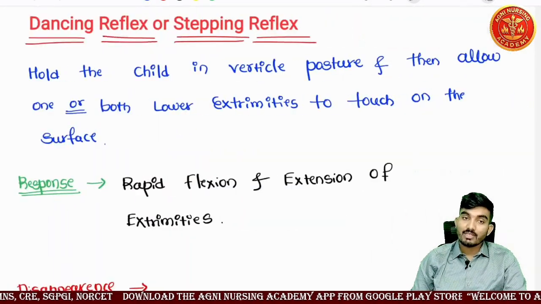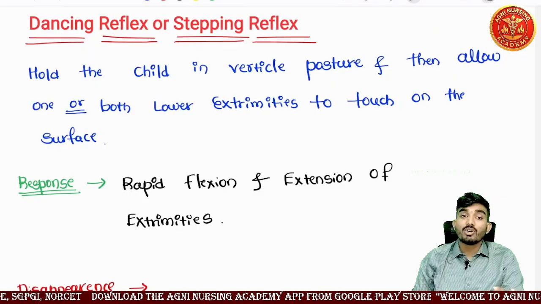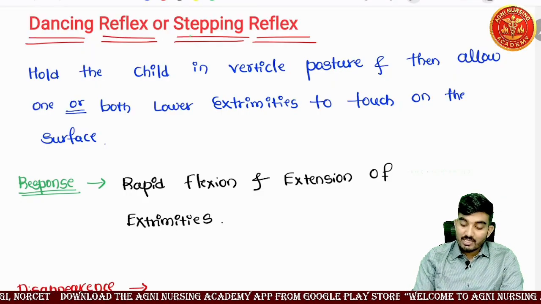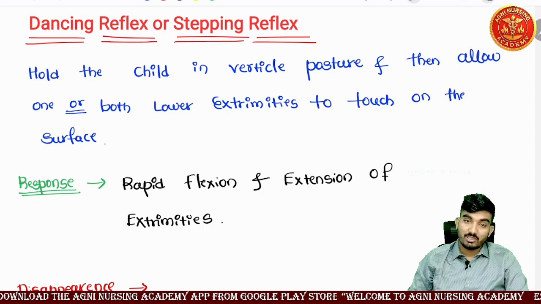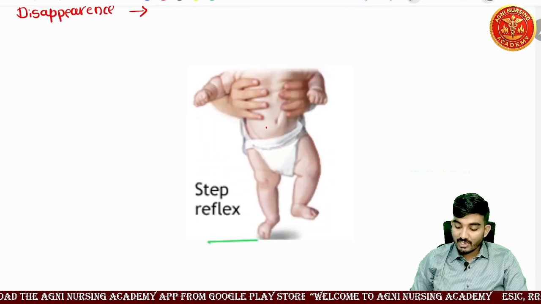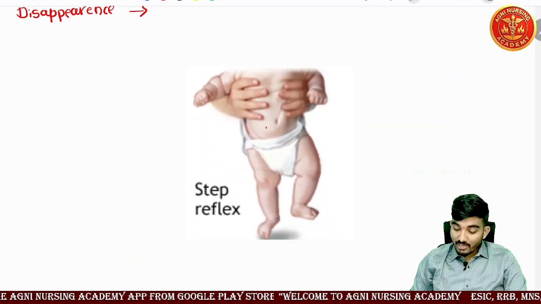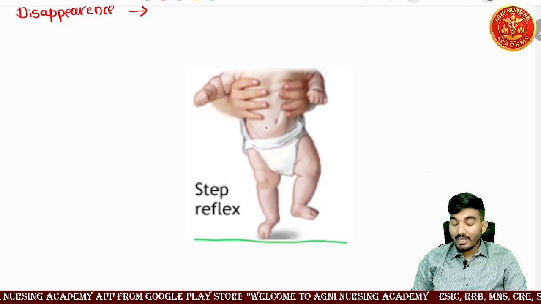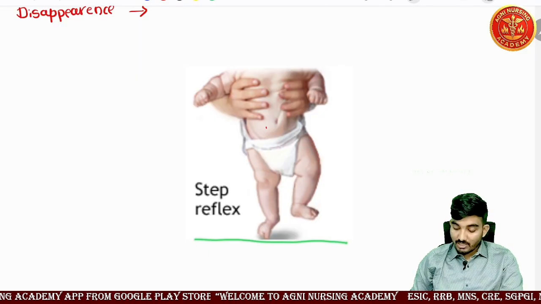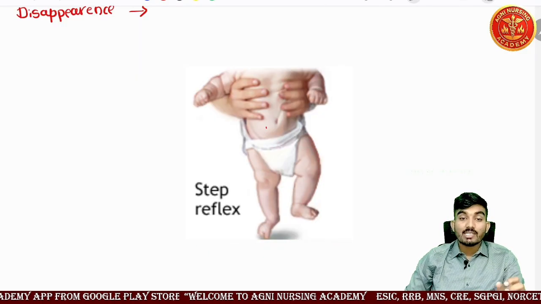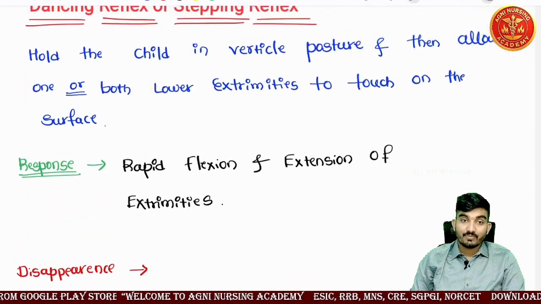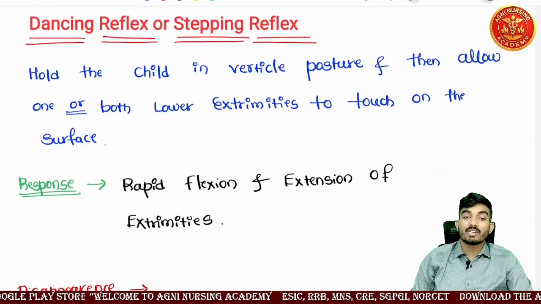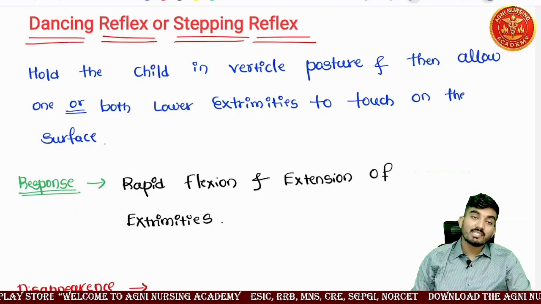See here another reflex, the dancing reflex, also known as the stepping reflex. We will hold the child in vertical posture. When we allow the leg of the child to touch the surface, the child will start a tapping-like movement. The up and down movement of the legs will start, rapid flexion and extension of extremities. That we call the dancing reflex.